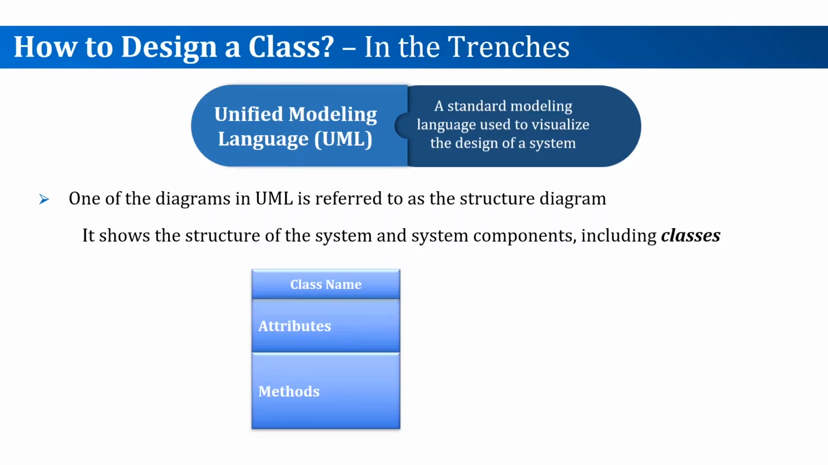In UML, a class is represented as a rectangle with three parts. The first represents the name of the class. The second part represents the attributes of the class, which are also called fields. The last part represents the methods of the class. The idea is that once we have a UML class design, we can translate that to a Java code.